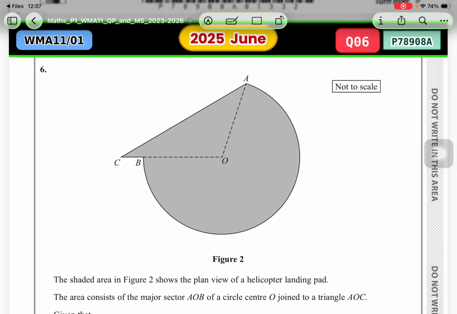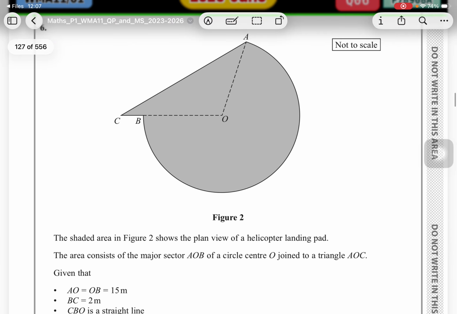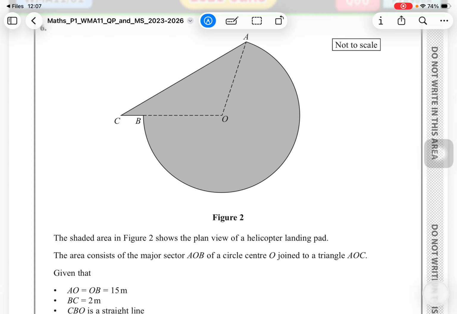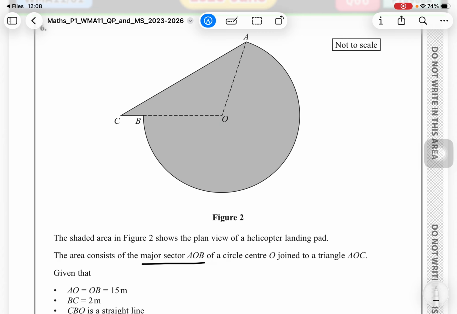Now let's get started with question number 6. Question number 6 is about this shaded region. What we can say about the shaded region is it's a helicopter landing pad, and the area is a major sector AOC, a major sector, and this is the center. We can say this distance, if it is r, this distance is also r because that's the radius.